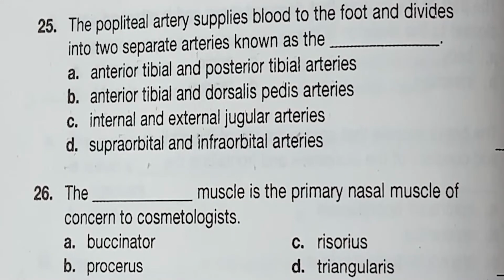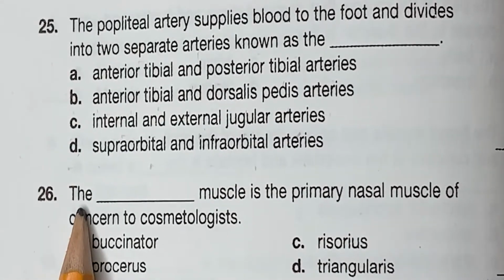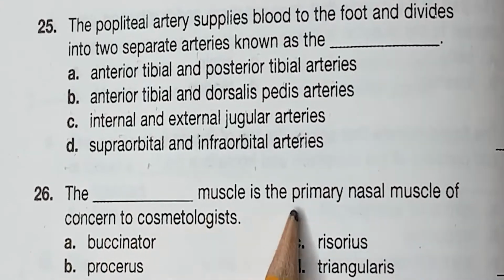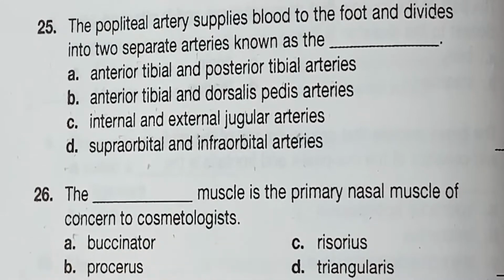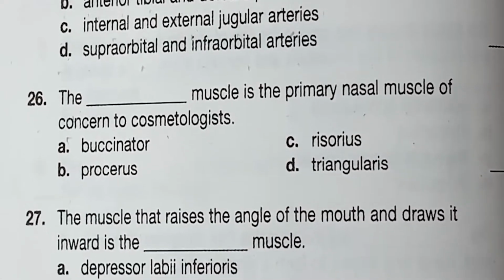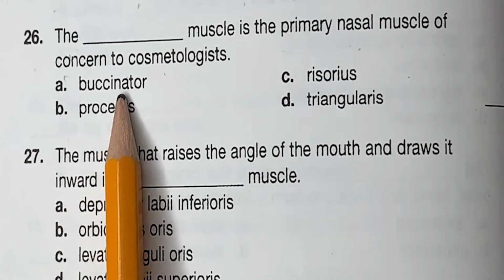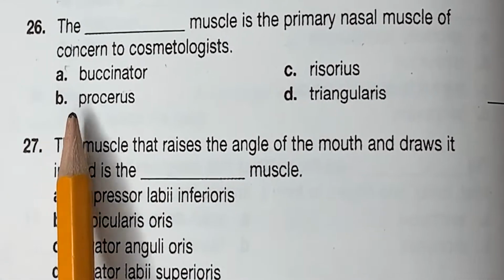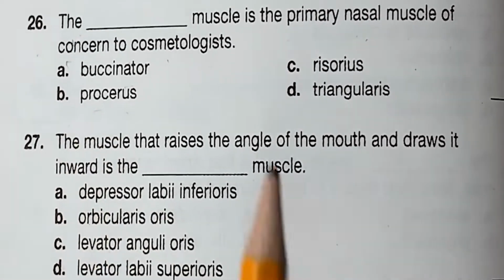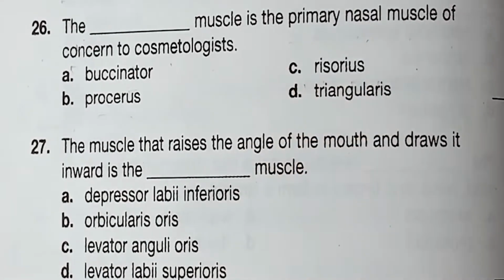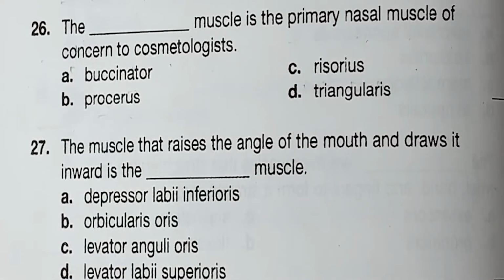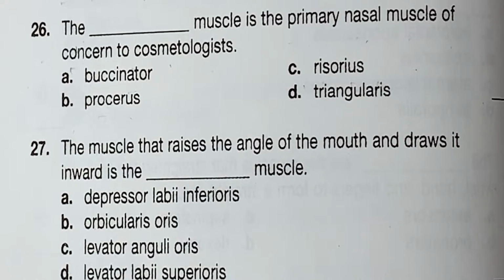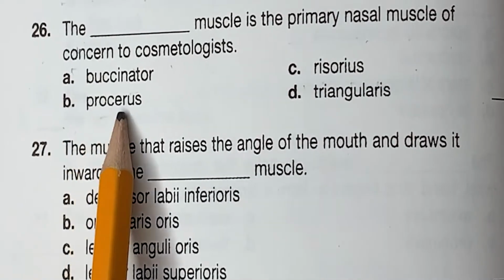Number 26. The blank muscle is the primary nasal muscle of concern to cosmetologists. Is it A, bronchial, B, procerus, C, respiratory, or D, cranial? And your correct answer is B, procerus.